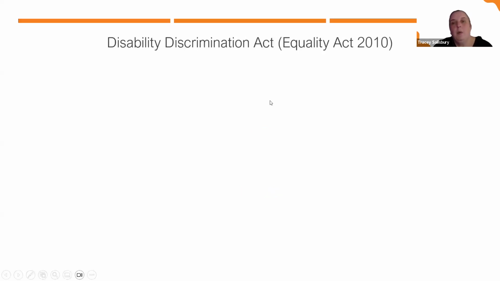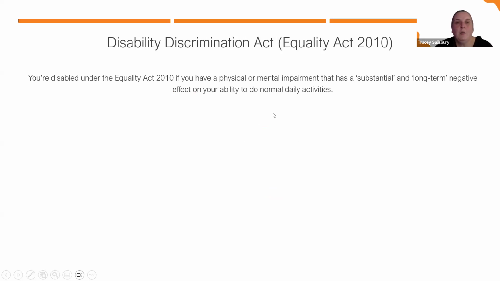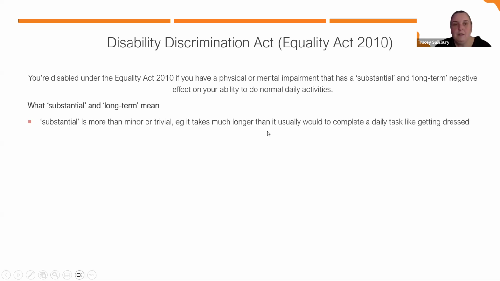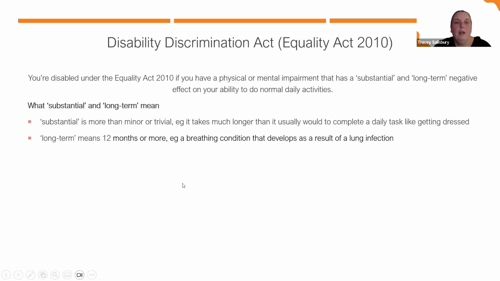And then a quick look at the Equality Act, Disability Discrimination Act. So the Equality Act says that you are disabled if you have a physical or mental impairment that has a substantial and long-term effect on your ability to carry out normal daily activities. Now, there is no clear definition of substantial and long-term. Very helpfully, substantial is detailed as being more than minor or more than trivial. So the general rule of thumb is more serious than you would expect the average impact to be, or the average person to have. Long-term means 12 months or more.